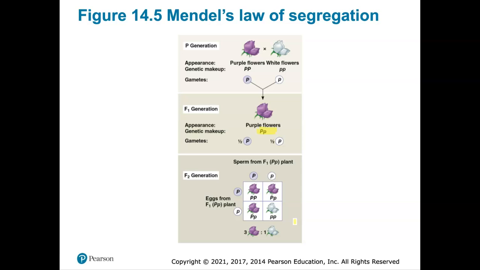Although in reality, it would probably not be that perfect. It might be a 75% chance that they're purple, but you might end up getting 70 or 80 or some number other than 75.